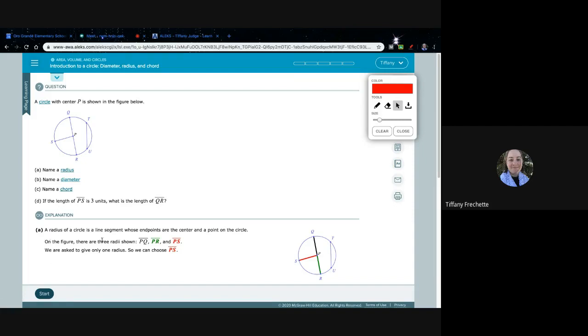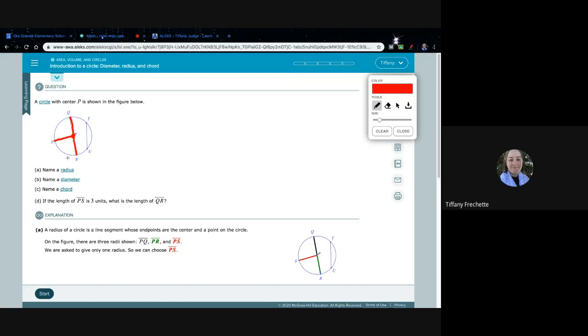A radius of a circle is a line segment whose endpoints are the center and a point on the circle. So we go from the center to the side, center to the side. All of these lines are radii. And remember, it's from the center to the side. So it wouldn't be QR, which actually is our next definition, diameter.